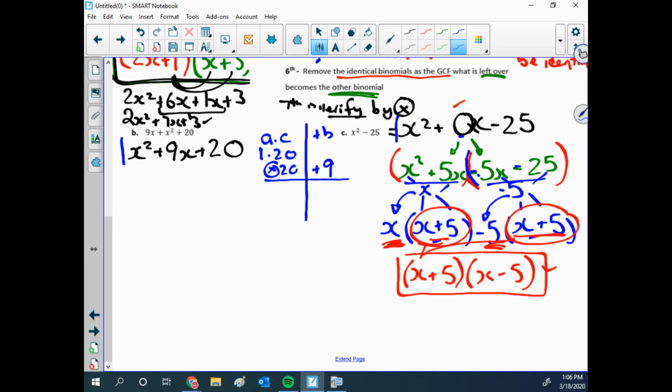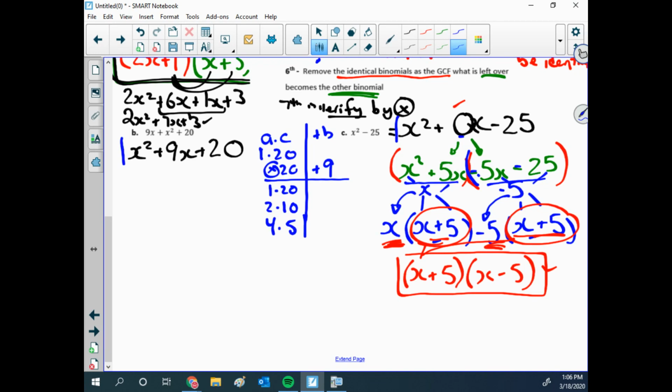If you know those numbers off the top of your head, don't worry about writing out this whole chart. If you can't, you've got to write out the factors of 20. So factors of positive 20 would be 1 times 20. Technically, negative 1 times negative 20 would also multiply to 20, but I'm not going to include that because there's no negative in this question. 2 times 10 and 4 times 5.